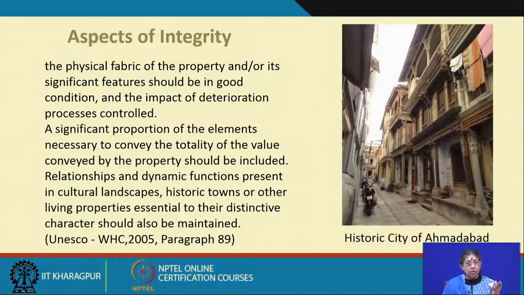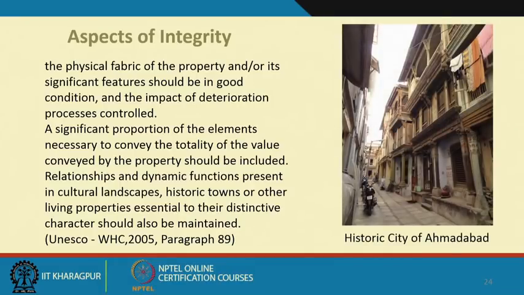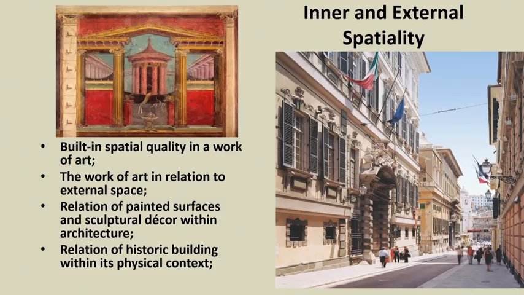For example, the historic city of Ahmedabad is now a World Heritage City. So, here not only the monuments but the everyday houses, normal houses, the streets, the movement pattern, the community who are living there, lifestyle, activities, all are part of the integrity. And if that is not maintained, then it will jeopardize the value for which it has been ascribed as a World Heritage Site.